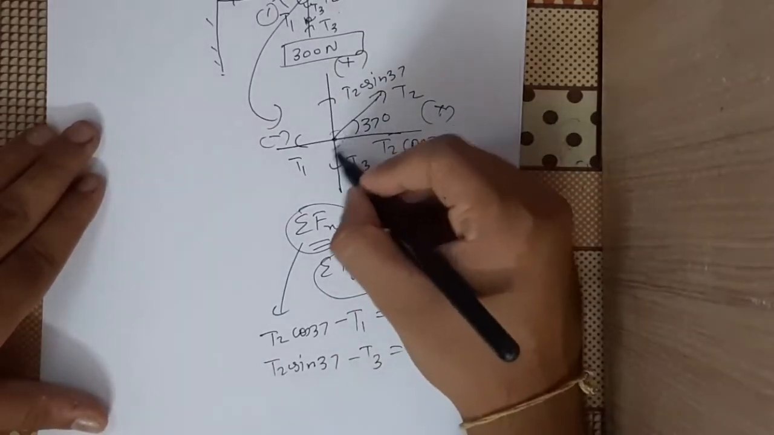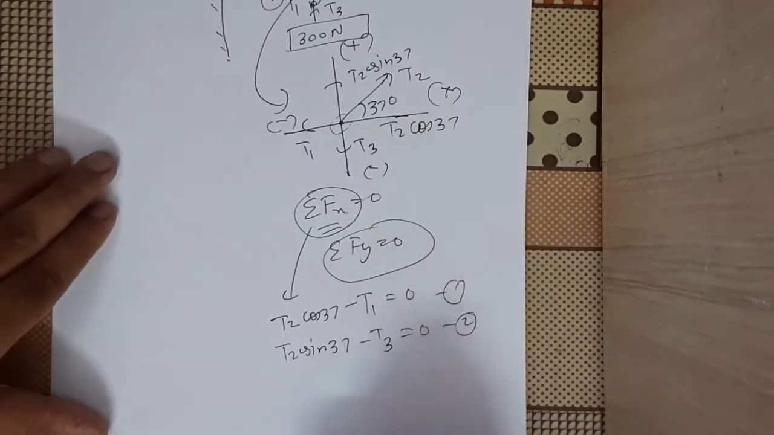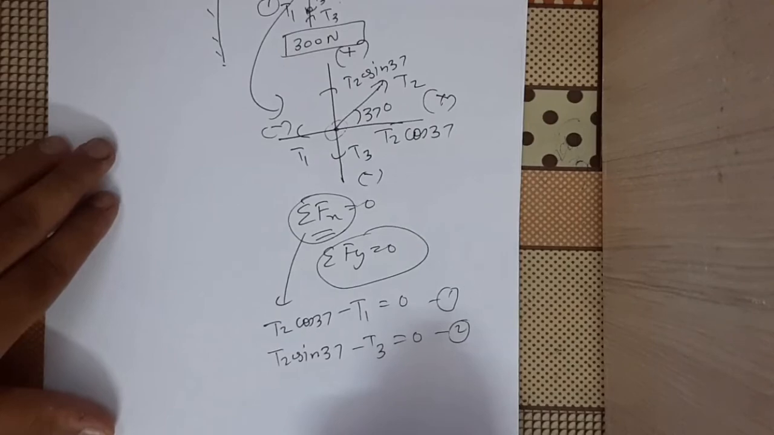There is obviously no mass of the point, that's why there is no mg. We are assuming the point is massless. So these are the two equations that we get. We will require one more equation for this, that we can find from here.